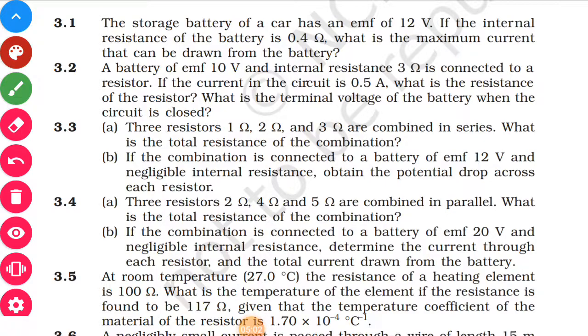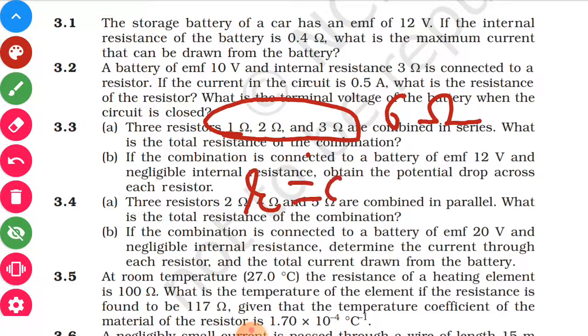Now numerical number 3.3, three resistances are there of 1, 2, 3 ohm combined in series. What is the total resistance of the combination? As they are in series, addition only we have to carry out. So total resistance is the addition of all these three, that is equal to 6 ohm. So this is very easy to understand. If the combination is connected to a battery of 12 volt and negligible internal resistance, so internal resistance in this case is 0, potential drop across each resistor we want to find.